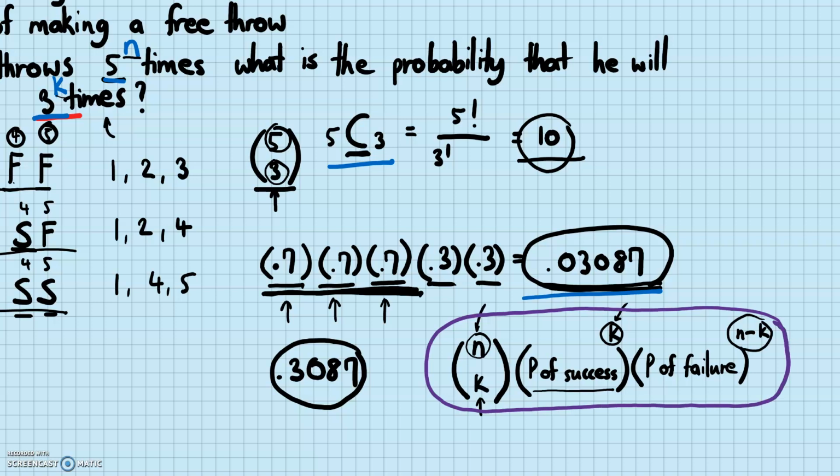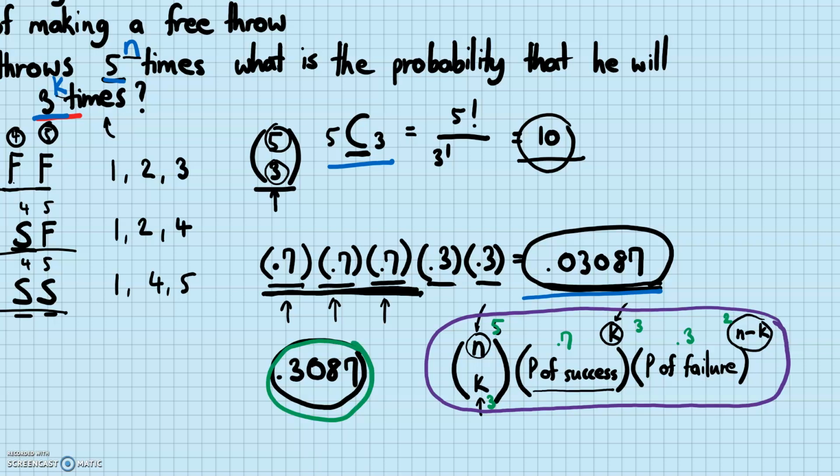And in the case of Stephen Curry, we just used 5 for n. Let me actually use a different color here. We've used 5 for n, 3 for k. Probability of success was 0.7, and k was 3. Probability of failure was 0.3, and the number of failures would be 2. And if we calculate that, that's how we got this number right here.